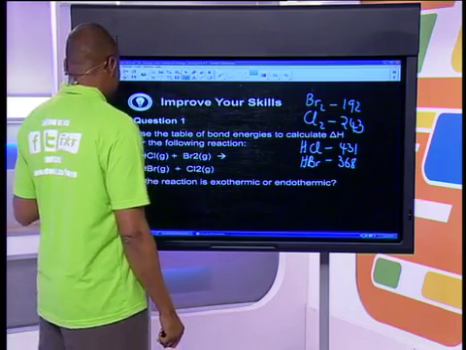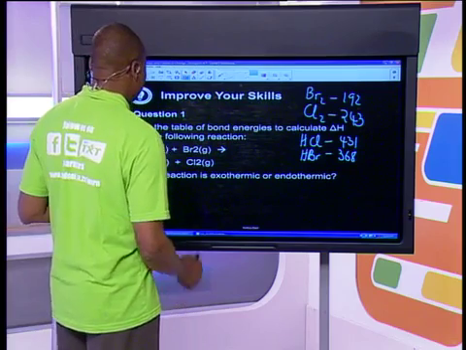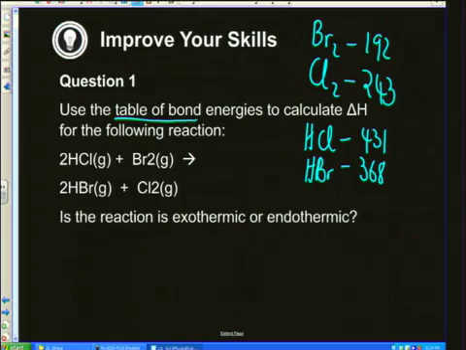Now it's time to get on with today's lesson. Here is a question. It says use the table of bond energies to calculate delta H for the following reaction. We've got a reaction between hydrochloric acid and bromine, so that should be Br2 as you always know it, and Cl2 the same way. When that reaction takes place, we're forming HBr and Cl2. Is this reaction exothermic or endothermic?